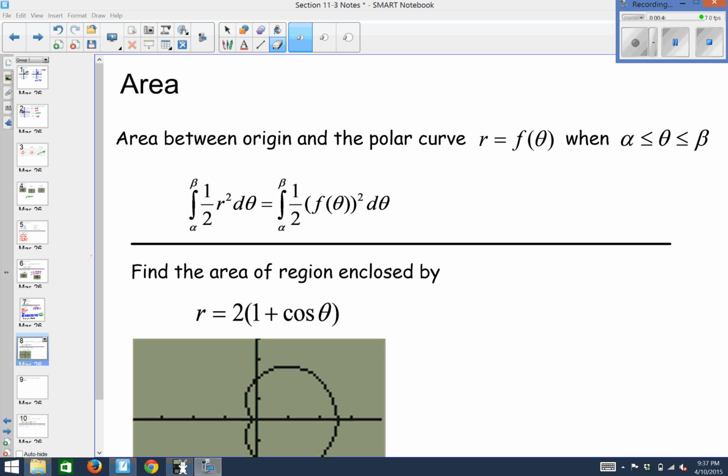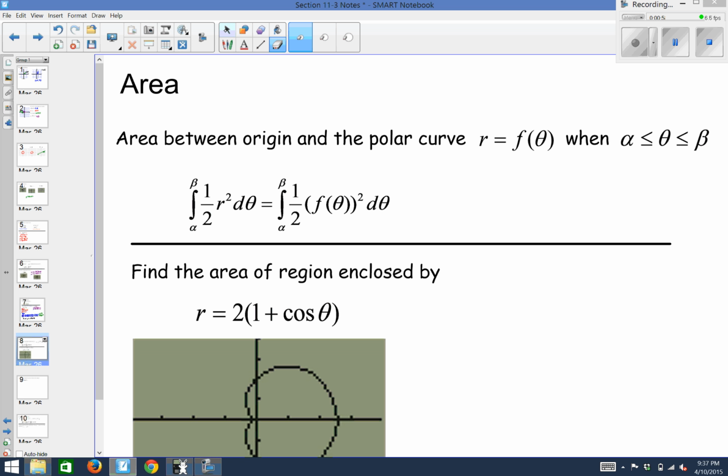You're welcome to change them into rectangular and deal with it that way. Go right ahead. Just because time is an issue on the AP test, it's sometimes just faster to leave them as polar. And the idea of it is to find the area inside of a polar function.